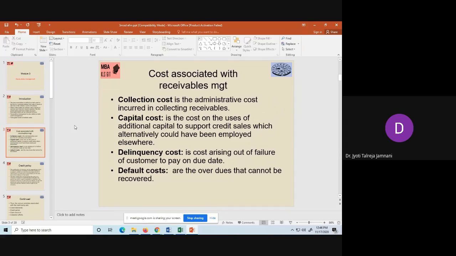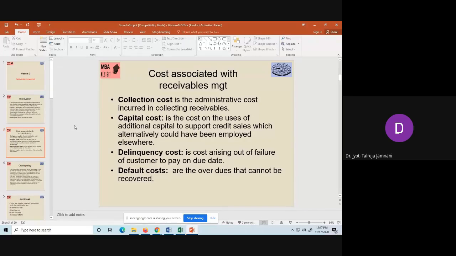Now, costs associated with receivable management. This is a very important question. You need to understand all these costs. It can be asked for 3 marks or 7 marks also. The first cost is collection cost. Collection cost is nothing but the administrative cost incurred in collecting receivables.